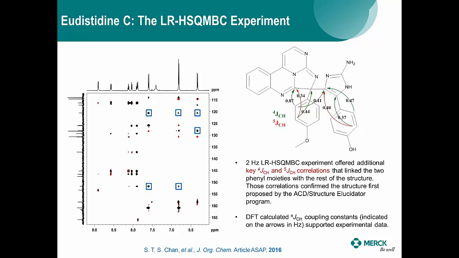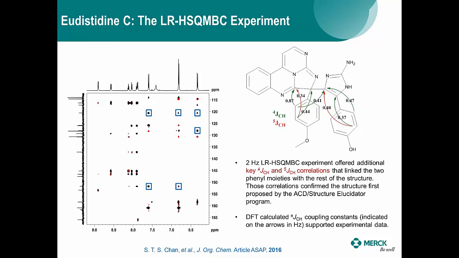Those correlations couldn't be obtained at all with the HMBC experiment, and you can see here these numbers 0.87, 0.34, 0.44. Those are DFT predicted values for these 4-bond and 5-bond coupling constants. They are all very small, smaller than 1 Hz, so they are really difficult, if not impossible, to observe in an HMBC experiment. However, the LR-HSQMBC provides those correlations with very good sensitivity. So we now have those correlations, so we have more confidence in the structure of Eudistidine C.